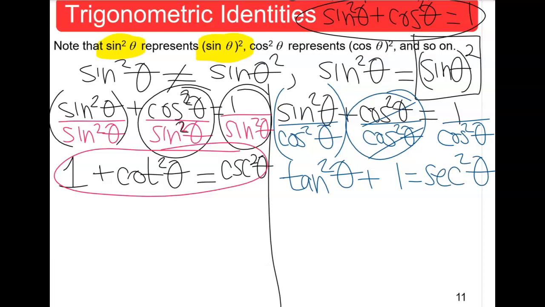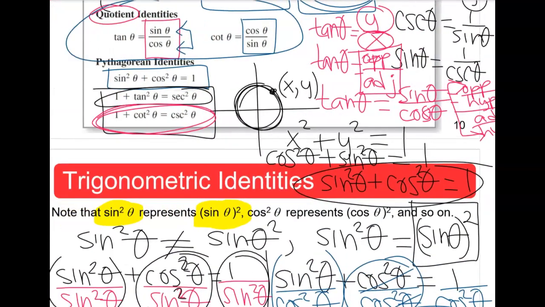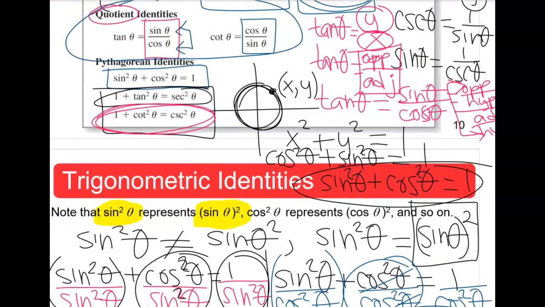Look at your previous slide, and that will be secant square theta. And so that one is the third, or actually here is the second. The order doesn't really matter here. The second Pythagorean identity. So all three are related. They are the same thing. They're just written in a different way. And we will be using them a lot.